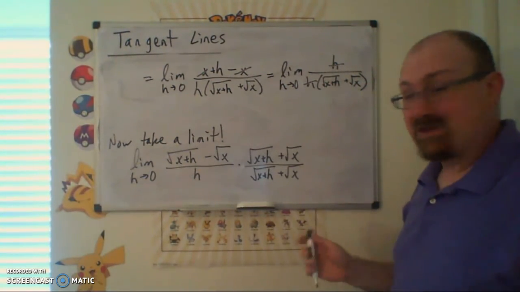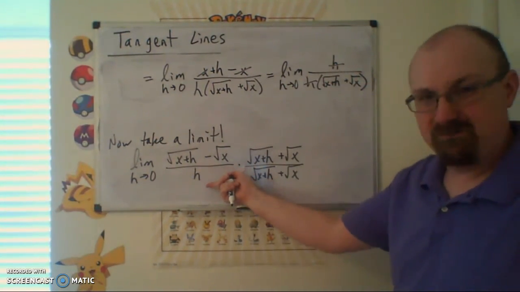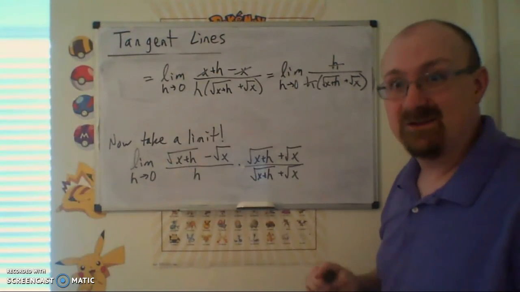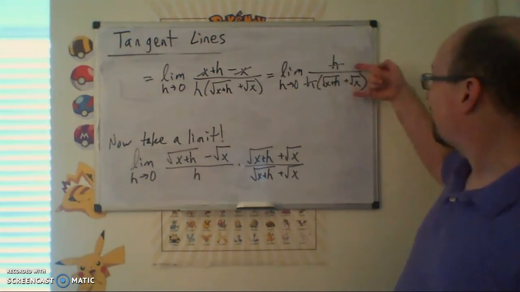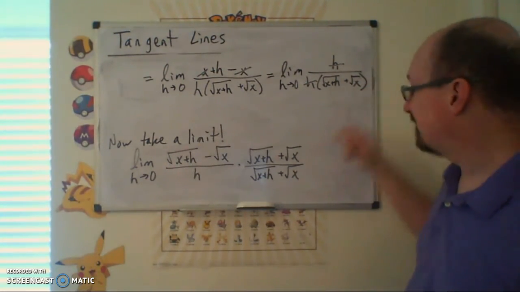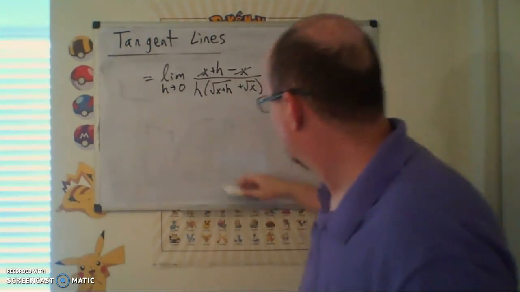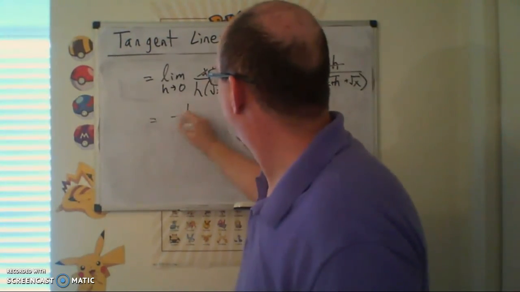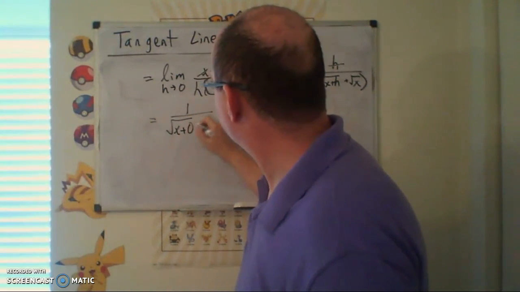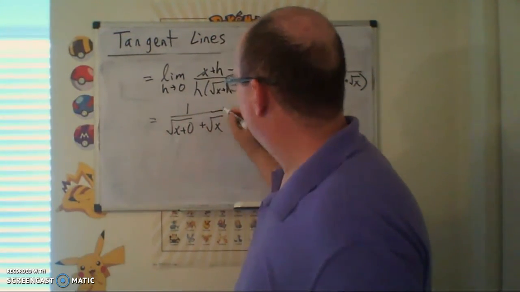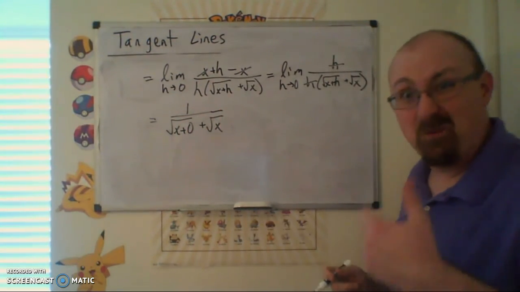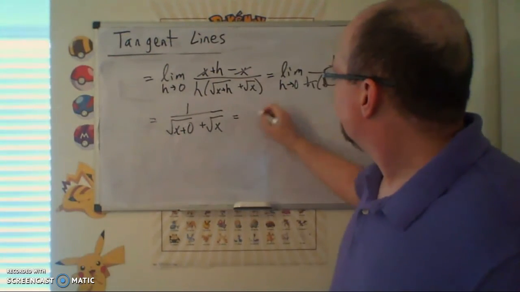Direct substitution would have failed us initially, because plugging in h equals 0 automatically gives us a bad denominator. Here, though, we can plug in h equals 0 just fine. The square root of x plus 0. Yeah, that's a little pedantic to say, but I want to make sure you see what's happening.